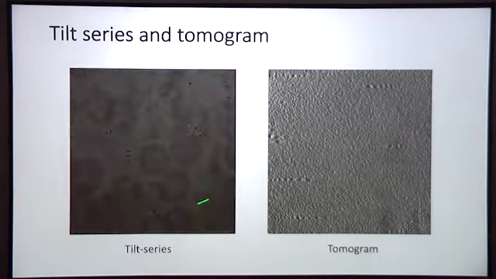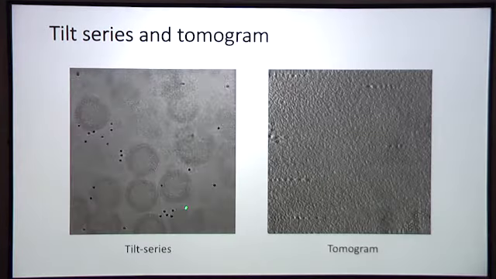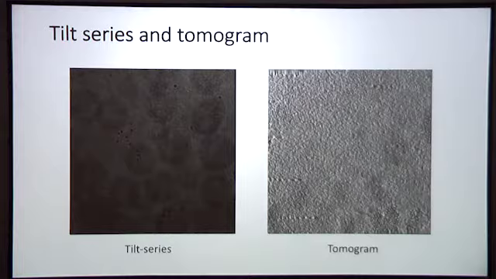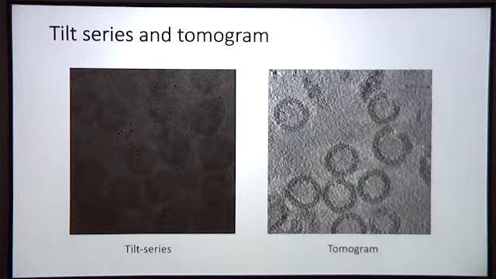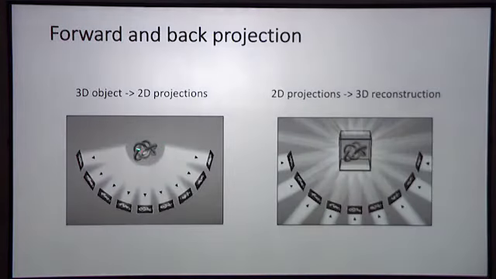So we're going to collect a tilt series that looks like this, and we're going to reconstruct a tomogram that looks like this. So what we've done in the microscope is we've done forward projection. We've taken our 3D object and we've generated 2D projection images, and we're going to reconstruct this by back projection. So we're going to go from our 2D projections to our 3D reconstruction.